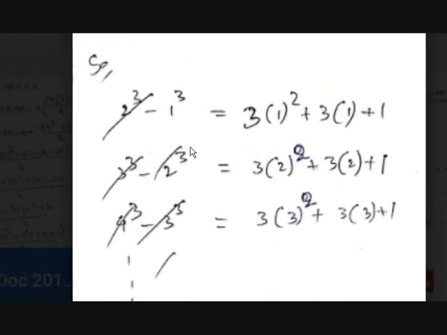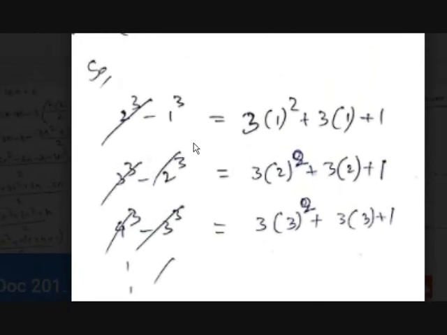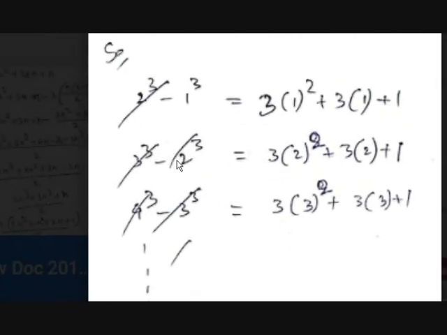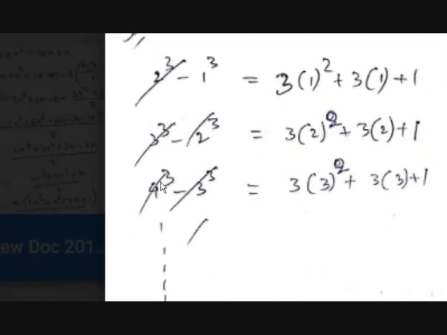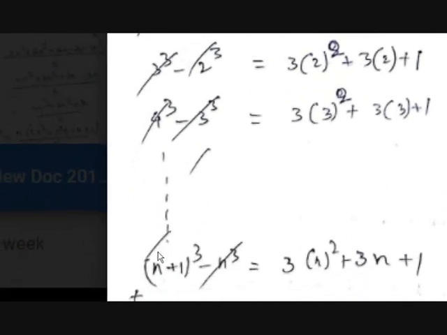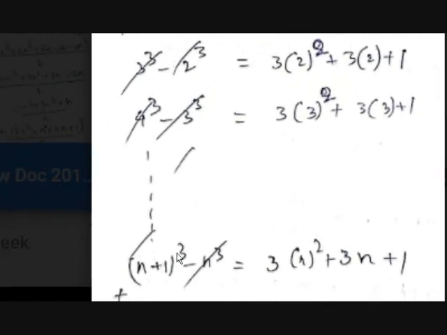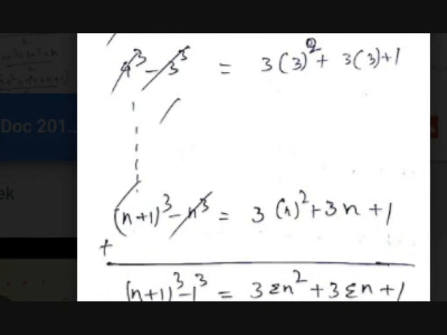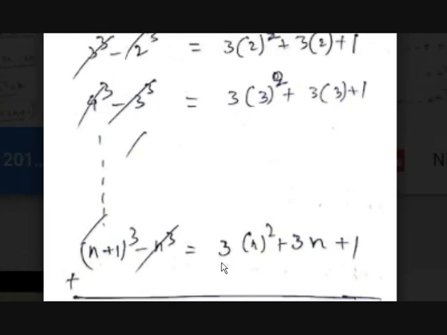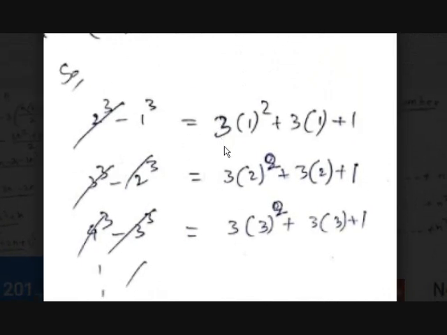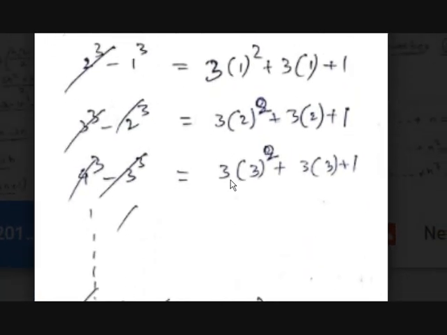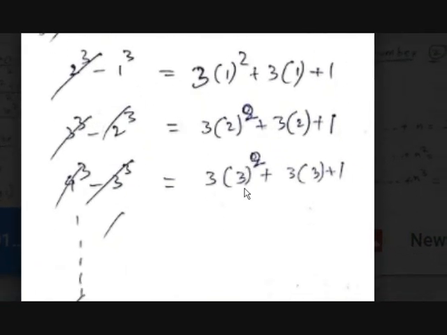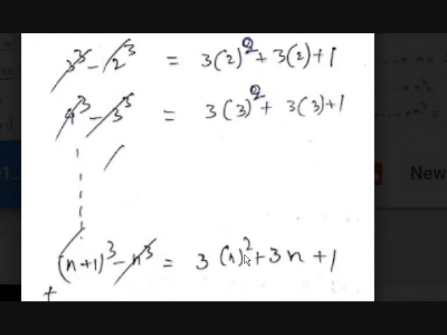Now, if you observe, in the first term 2 cube is positive, but in the second term it is negative. So we should add them. If we add them, 2 cube and minus 2 cube cancel out, 3 cube and minus 3 cube, 4 cube and minus 4 cube, and so on until n cube and minus n cube cancel out. So we get the remaining terms, n plus 1 whole cube minus 1 cube. On this side, all these are constants, 3 multiplied with squares, right? So 3 into 1 square plus 2 square plus 3 square and so on until n square, which is our required formula.